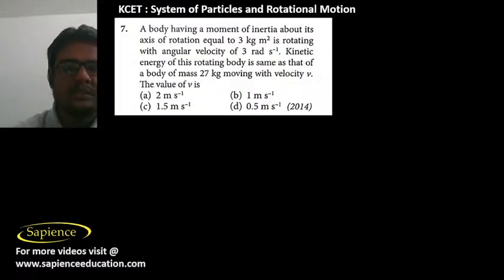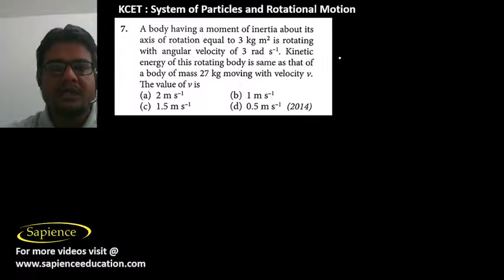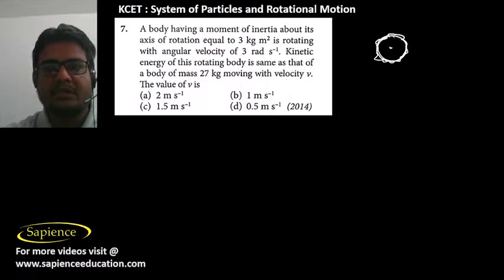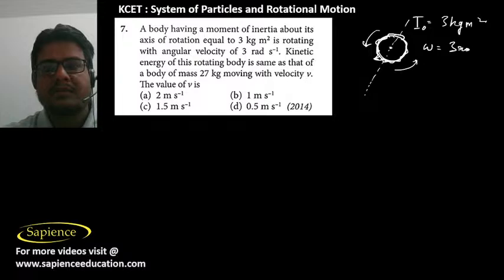Then it is told that a body has a moment of inertia about its axis of rotation. The body can have any shape, even an irregular one. Its moment of inertia about the axis of rotation, we can say I naught, is equal to 3 kg meter square, and it is rotating with an angular velocity omega of 3 radian per second.